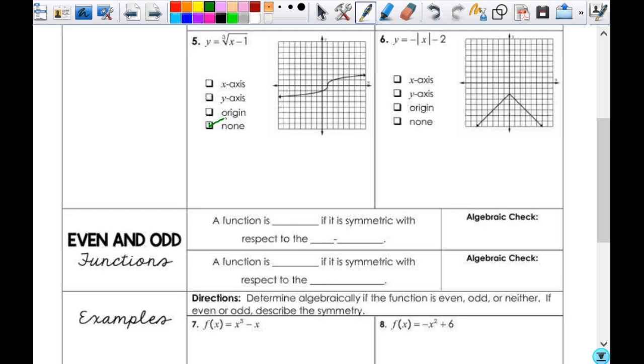All right. So then, let's see. Jonah, help me with number 6. X-axis, y-axis, origin, or none? Y-axis, okay. So then we substitute in, we get y equals negative absolute value of negative x minus 2. And then what's the absolute value there? So negative absolute value of x minus 2. Okay, we agree with that? Good deal. All right, any questions?